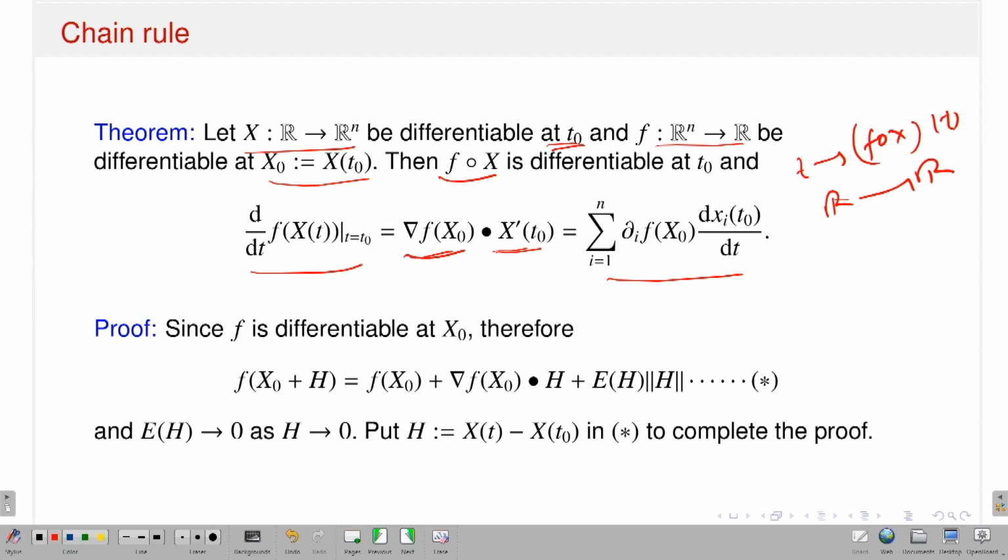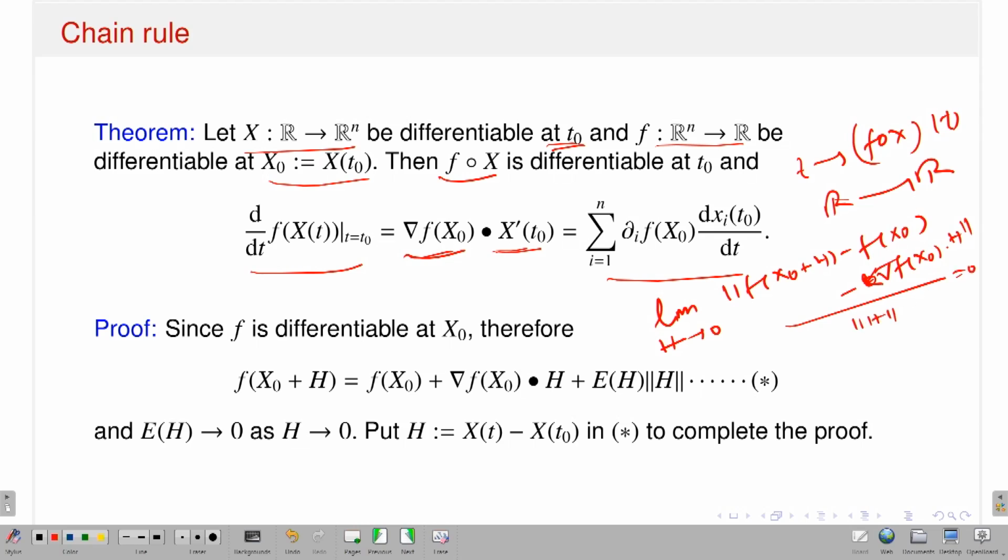Proof is very straightforward. Since f is given to be differentiable at x naught, so therefore what will happen? If you remember, f is differentiable means what? Limit h approaches 0 of the norm of f of x naught plus h minus f of x naught, minus the derivative of f at the point x naught acting on h, which is nothing but your gradient vector dot product with h, this norm, right. If you remember, this norm divided by norm h should go to 0, right, that is what it is.